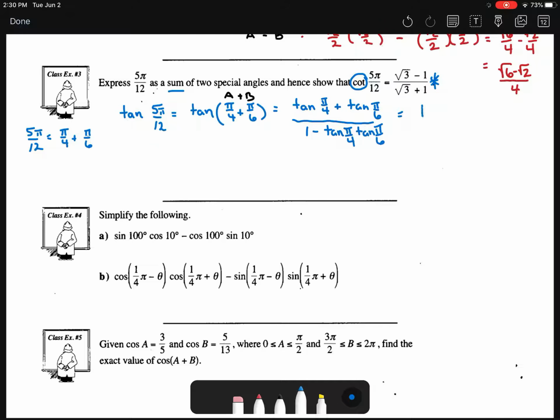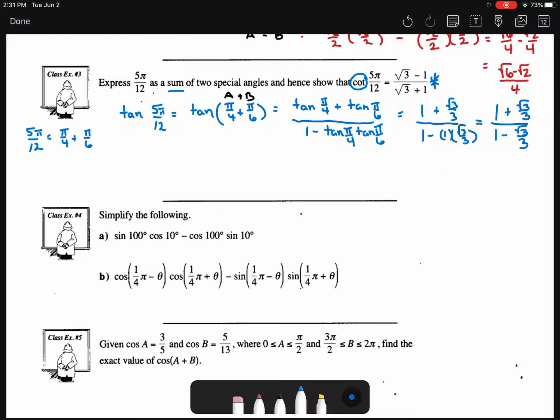So tangent of pi over 4, that's 1, plus the tangent of pi over 6, that's root 3 over 3. Now that's just in the numerator. In the denominator, you're going to have 1 minus the tangent of pi over 4, which is 1, multiplied by root 3 over 3. So what you end up getting is the following. In the numerator, 1 plus root 3 over 3, and in the denominator, 1 minus root 3 over 3. Okay, so at this point, that's the tangent of 5 pi over 12.